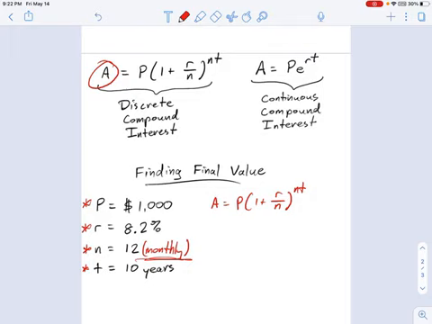So if I plug in my numbers, remember I'm looking for A, that's $1,000 times (1 plus 8.2%. Well, that's 0.082 if you remember how decimals and percentages convert). There's 12 compoundings per year, so that's 12 for N, and then I'm going to wait 10 years and see what this investment is worth.